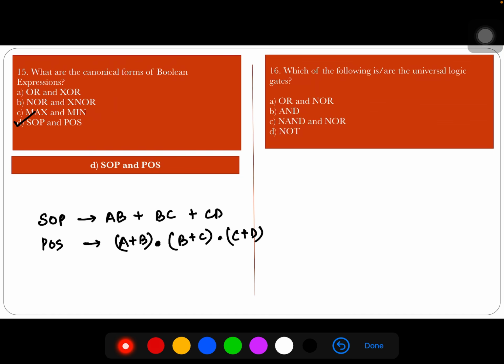Next question, which of the following are the universal gates? OR and NOR, NAND and NOR, NOT. I think you must have guessed the answer, and the correct answer is NAND and NOR. Why are they called universal gates? Because you can realize any expression by the use of only NAND gates, or by the use of only NOR gates. So these are called universal gates.